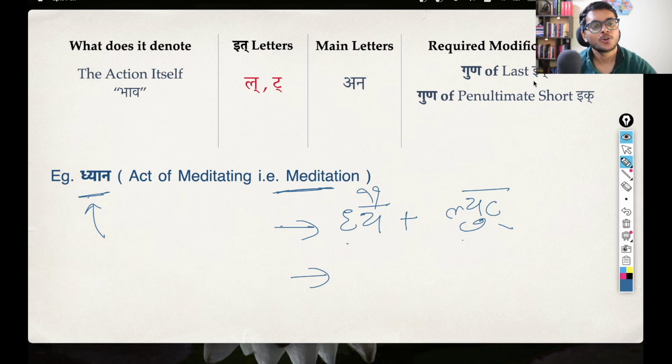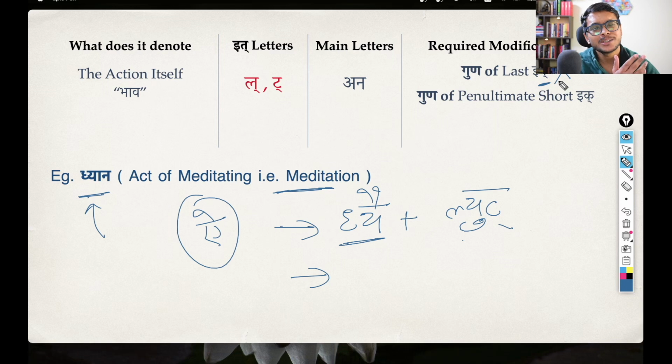Now let us see if any required modification is possible. Guna of last ik. This modification is not possible, because as the last vowel here we have ai, and ai does not belong to the ik pratyahara. Ik pratyaharas are only the simple vowels. This ai is a diphthong, so it does not belong to the ik pratyahara. And guna of penultimate short ik, again not possible. So this dhyay remains as such.